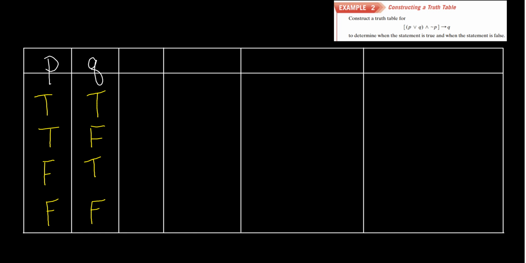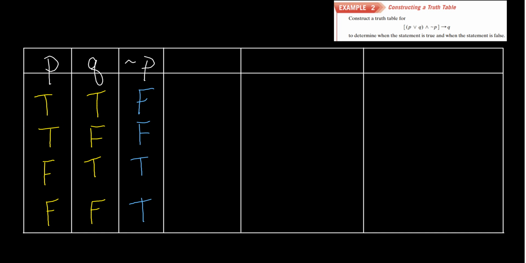Alrighty, next up we're going to have a not P. All right, not P, again, is just going to be the opposite of P. So instead of true, true, false, false, we're going to have false, false, true, true. All right, so we have that.